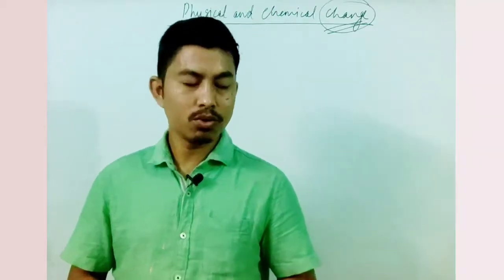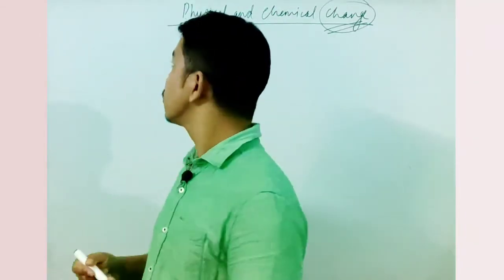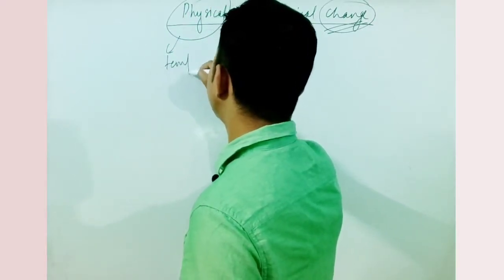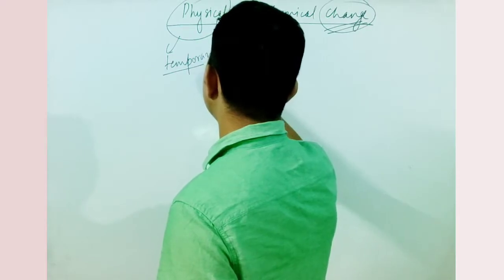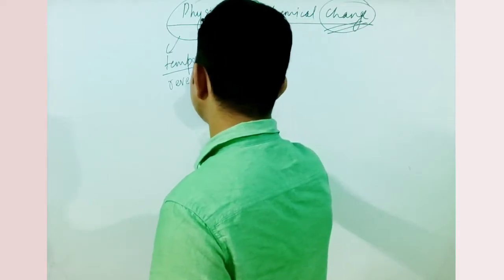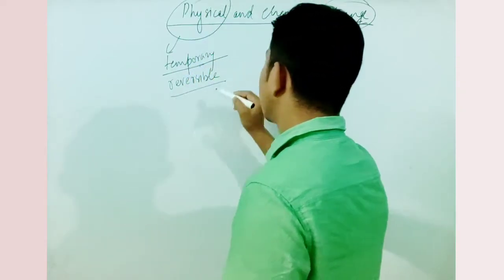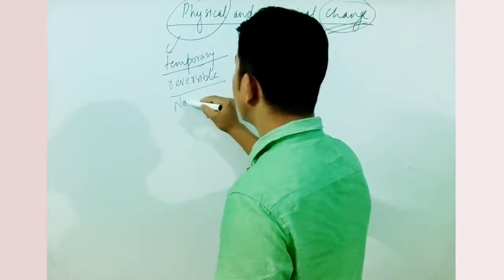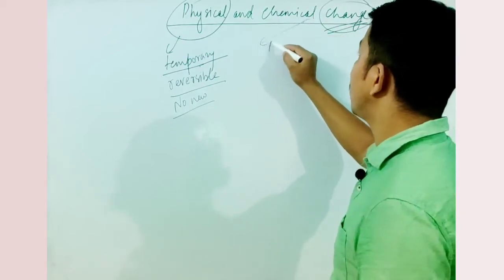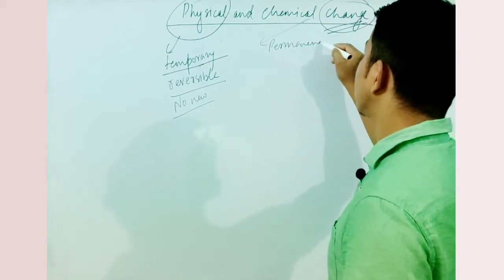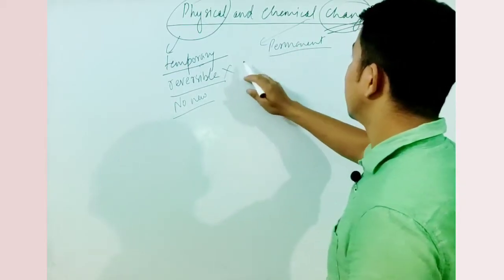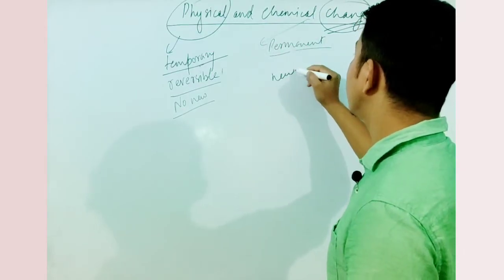Now coming especially to the topic of physical and chemical changes. So what is a physical change? The physical changes are the ones which are temporary in nature, and they are also reversible. And in physical changes no new substances are formed. Whereas chemical changes are permanent in nature, and they are irreversible, so that means it is not reversible. And in chemical changes, new substances are formed.